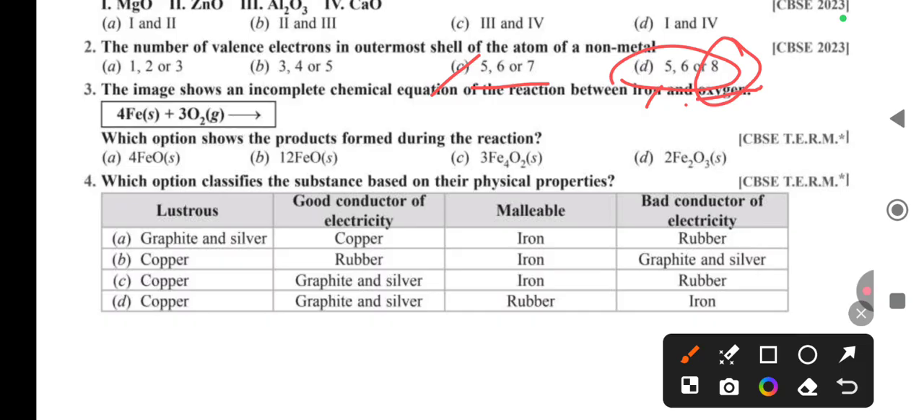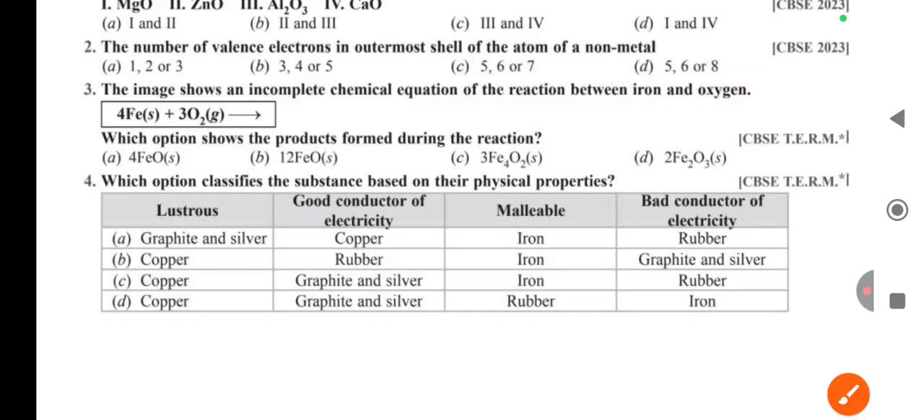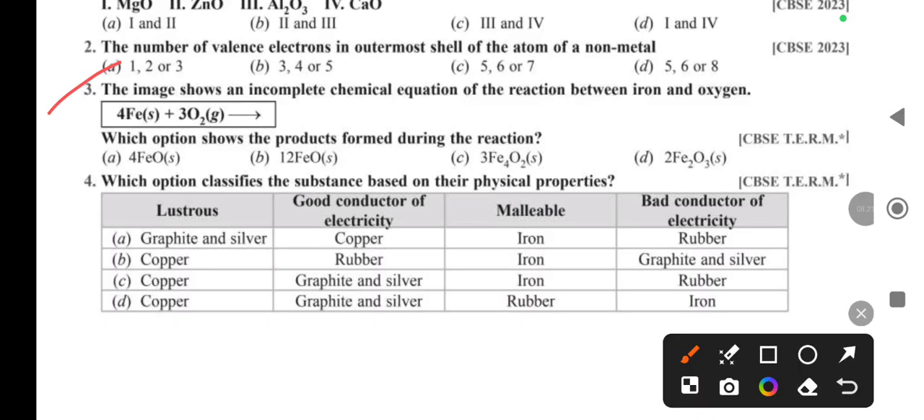So our next question is, the image shows an incomplete chemical equation of the reaction between iron and oxygen. So this reaction is given, and you have to complete the reaction. Iron plus oxygen, when it reacts, the equation should also be fully balanced.